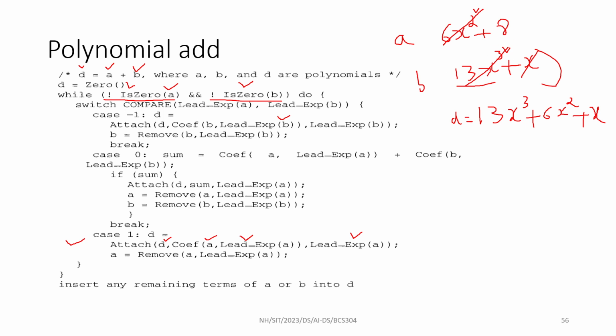Here we don't have any more terms to compare. Is A 0? No. Is B 0? Yes. That means we have considered all the terms of B, but only one term is there in A. What to do? In such cases, any remaining terms of A or B are to be inserted. The remaining term in A is 8, insert that one. No more terms in B, insert all the terms of A. Just a repeated remove operation: you extract and you add it. This is how the first version of the polynomial looks.